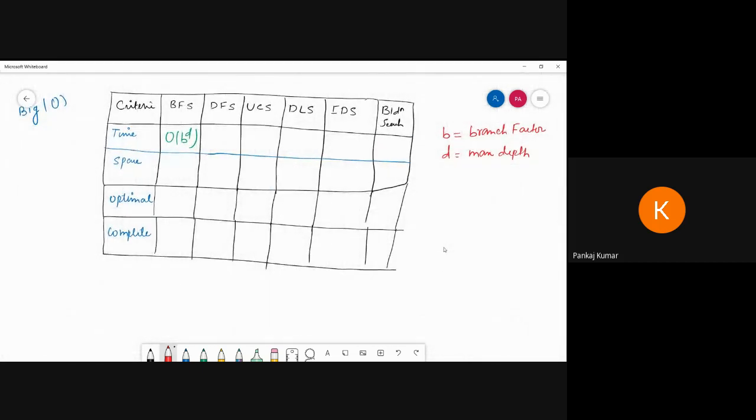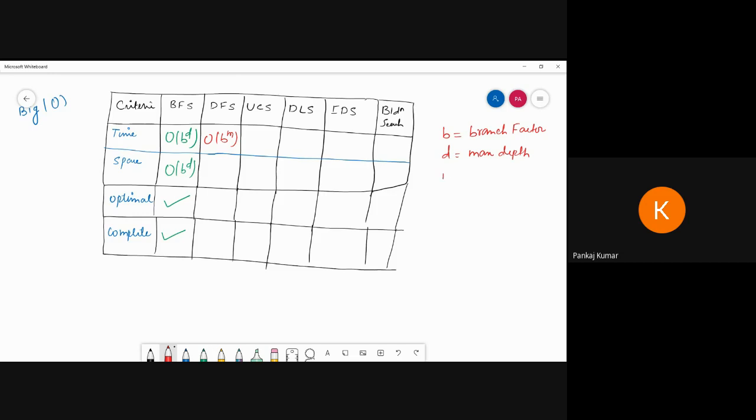Now suppose I'm talking about the space complexity of this one. It will explore the same as the time complexity. BFS is optimal, yes, it can always give the result, and it's complete, yes, it's always complete. Now talking about DFS, it can explore order of b to the power, here I am not writing d, I am writing m. So what is the difference between d and m?